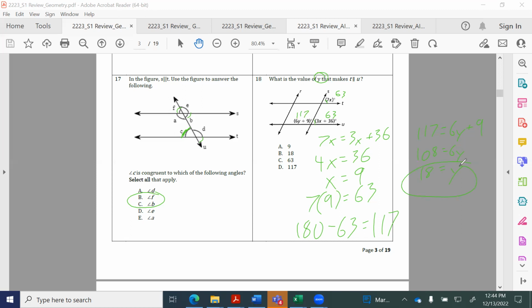Now, if you notice, look at everything we did in this problem. As we went through, we had the values of 9, 63, 117, and 18.